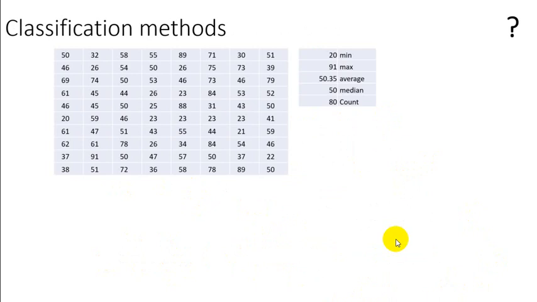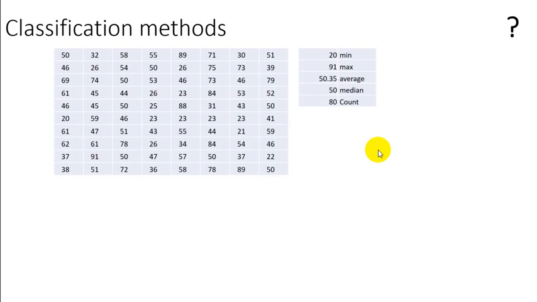Here's a data set with a bunch of, I think this was meant to be rainfall or something like that. And you can see that we've pulled some basic summary statistics. We've got a min of 20, a max of 91. The average is 50.35. We've got a median around 50. And there's 80 different values. So how could you encode this on a map? What would you do? Where would you start?